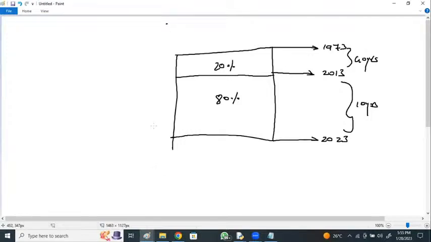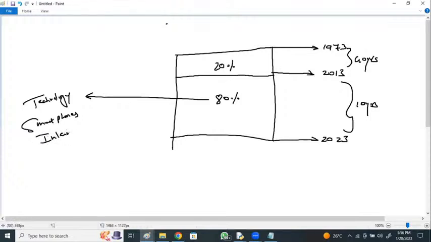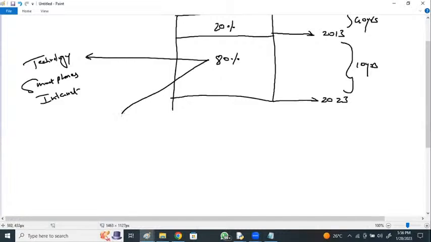15 years. The reasons for huge data generation especially in the last 10 to 15 years are the usage of technology, smartphones, and the internet, because of which huge data is getting generated. And what are the main sources from where this data is getting generated? Mainly three sources of data.